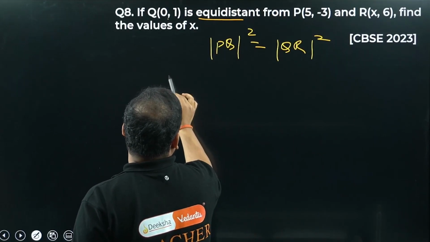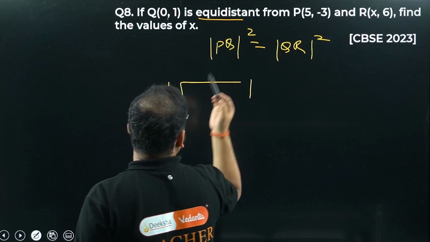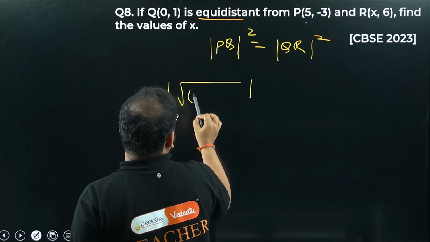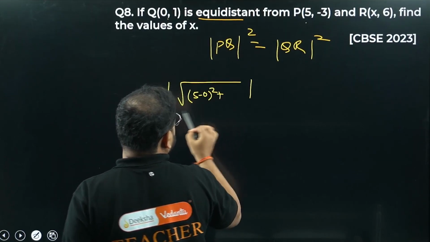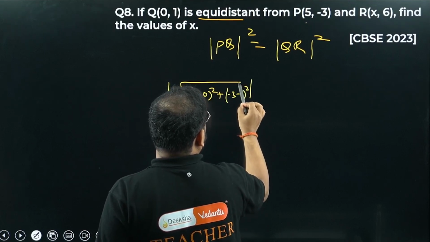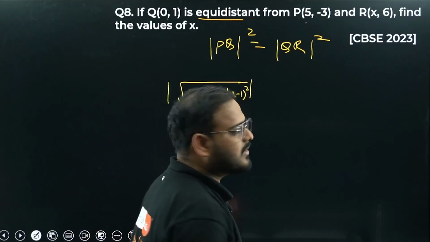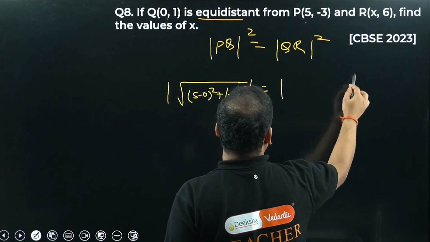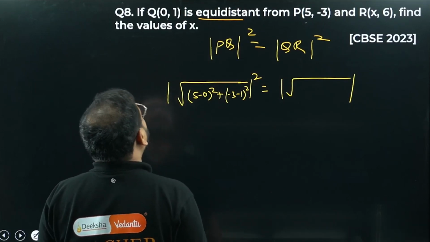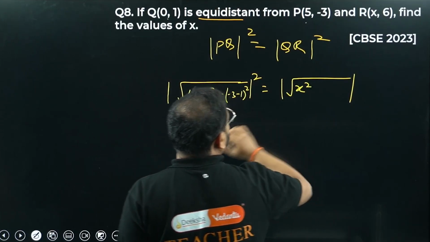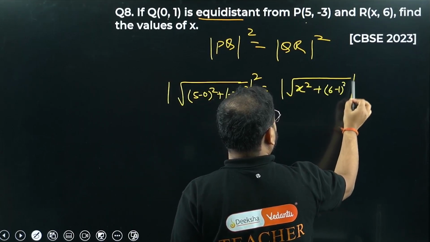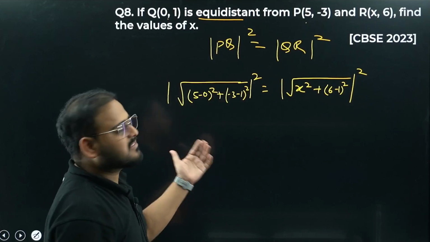What is the PQ value? PQ will be the square root of (5 minus 0) squared plus (-3 minus 1) squared, in the root. Clear? What about QR? Again, this is a whole square. QR is the square root of (x minus 0) squared, simply x square, plus (6 minus 1) squared. The square and the root will be cancelling each other's effect.